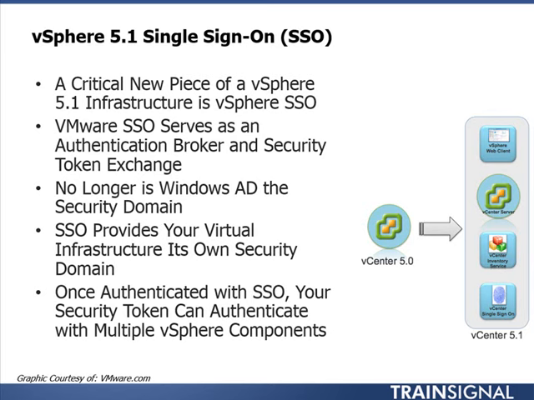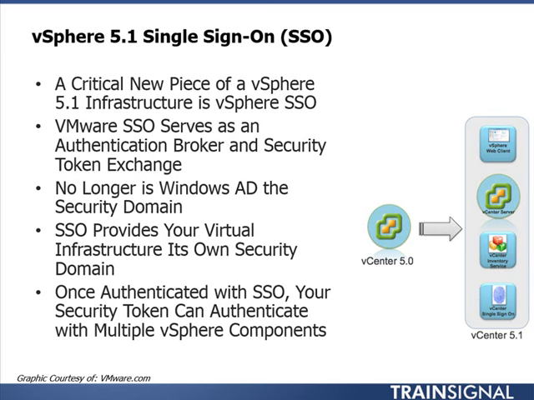How this works is once you're authenticated with the single sign-on server, you receive a security token that can then authenticate you with multiple vSphere components. Previously, it was VMware vCenter with vSphere 5 that was authenticating you to do a number of different things, and that was backed up by the Active Directory username and password database.